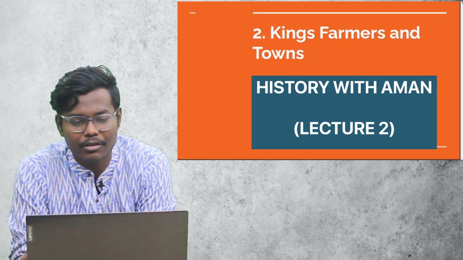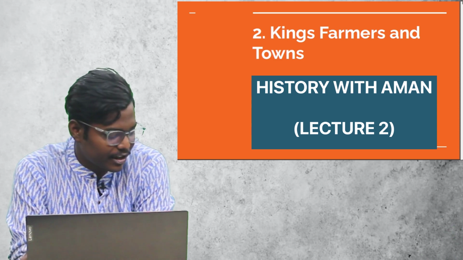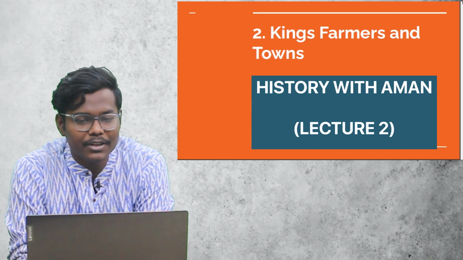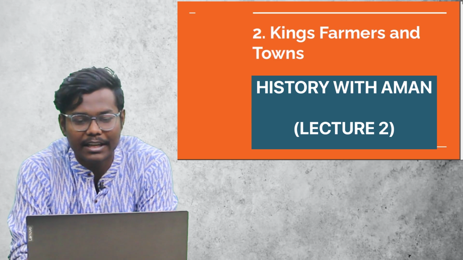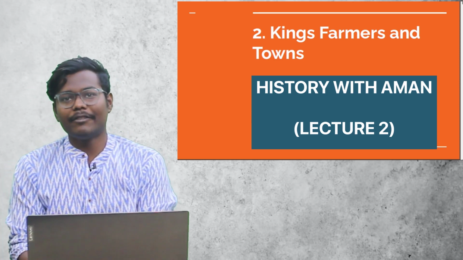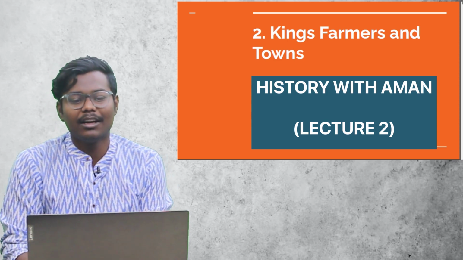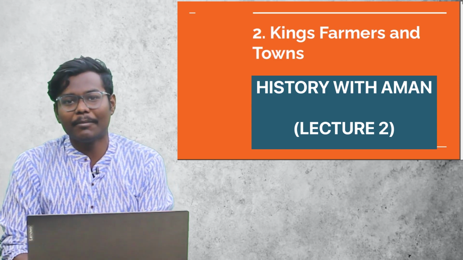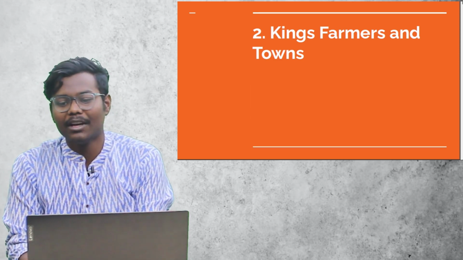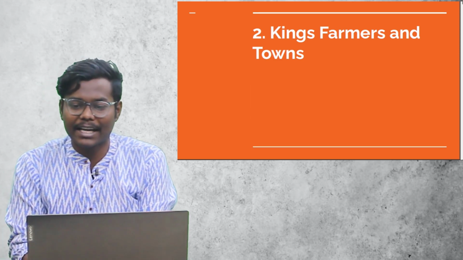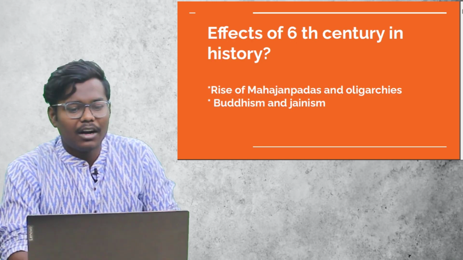This next class is also the next chapter of NCERT, that is Kings, Farmers and Towns. The timeline of this chapter is basically from 6th century BC to 6th century CE. Those who have seen my previous video would have got this, that I am not going to explain the basics of the chapter, but what I am going to do is to recap all the facts that are there in the chapter, or to say that are there in the NCERT.